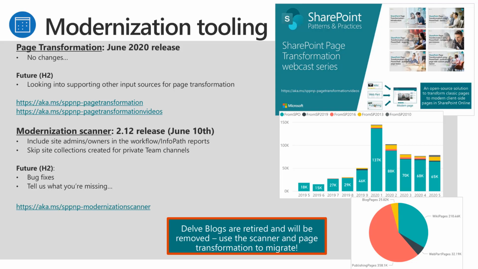So we see around 80 to 90,000 pages being consumed a month, mainly publishing pages, but wiki pages catching up. And if you're still using Delve blog pages, this will be one of the last times that I have to remind people about this, but they will go away in the July timeframe. So take action now if you still need them.